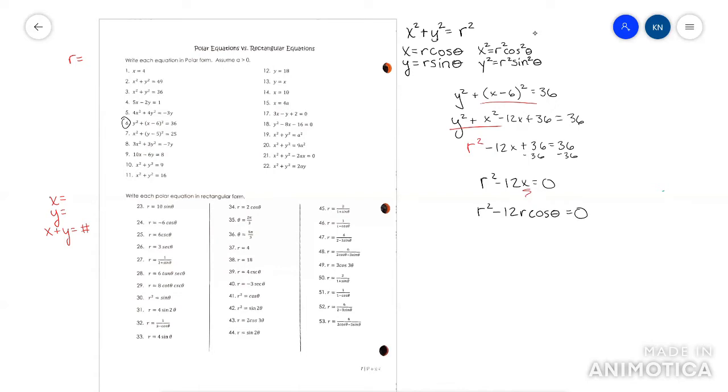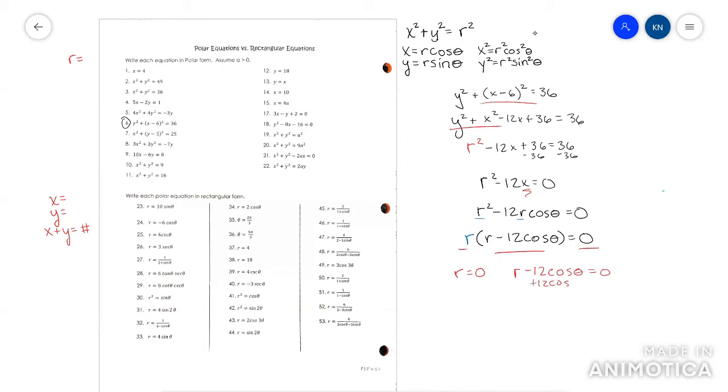Okay, now that you have all your x's and y's changed out, you can try to start isolating an r. So the first thing I would do is I'd realize both of these things have r, and I could GCF one out. Once you have it fully factored, you can just set each of these guys equal to 0. So you get r equals 0, and you get r minus 12 cosine theta equals 0.